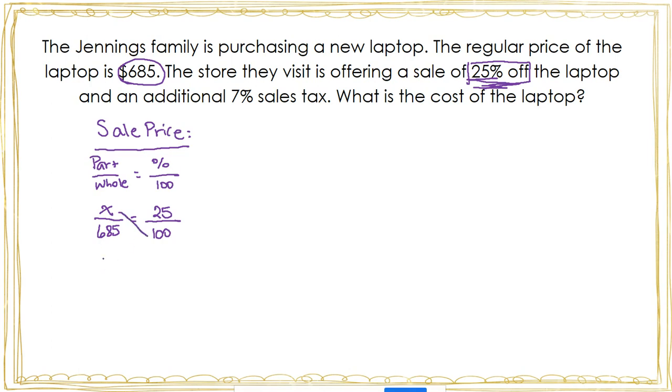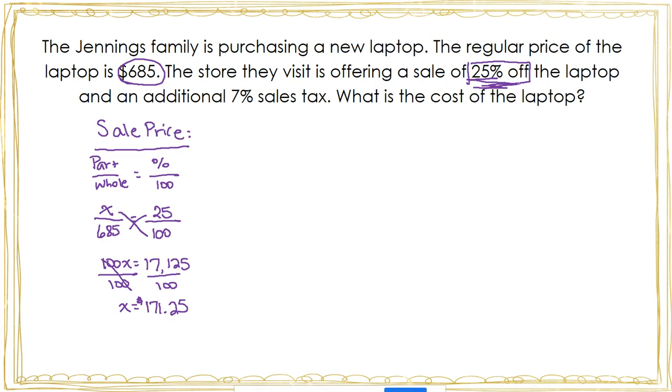So I'm going to multiply x times 100, which gives me 100x. And then I'm going to multiply 25 times 685, which gives me 17,125. Now to get x by itself, I need to divide by 100 on both sides of this equation. This will cancel to leave me with x equals $171.25.